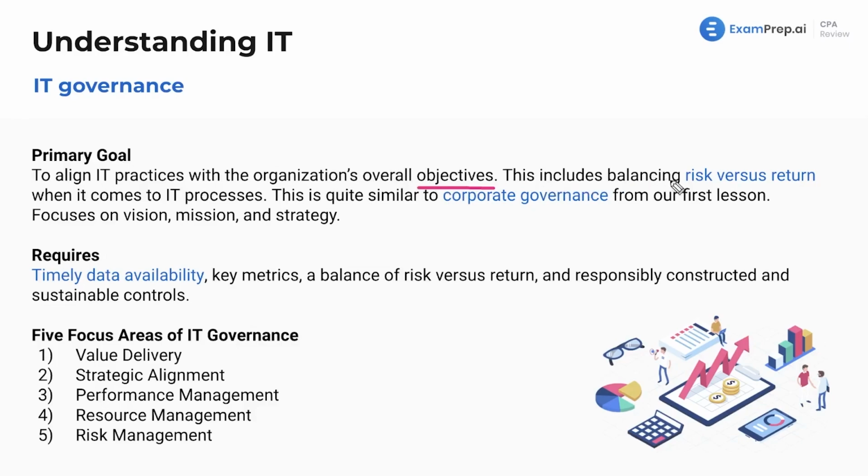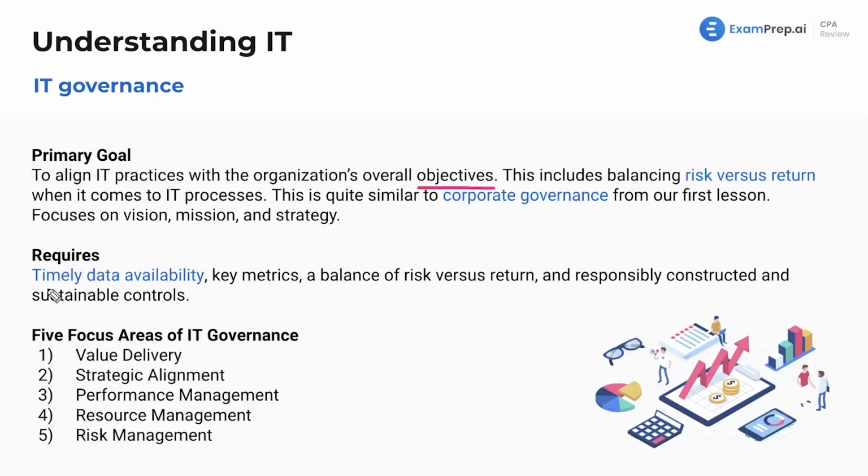This also includes balancing risk versus return when it comes to IT processes. This is quite similar to corporate governance from our first lesson. Shocker, it's not as if I just said that. It's almost as if I know what's going to be said before I say it. This focuses on vision, mission, and strategy. That is going to be what is most important here for our IT governance.